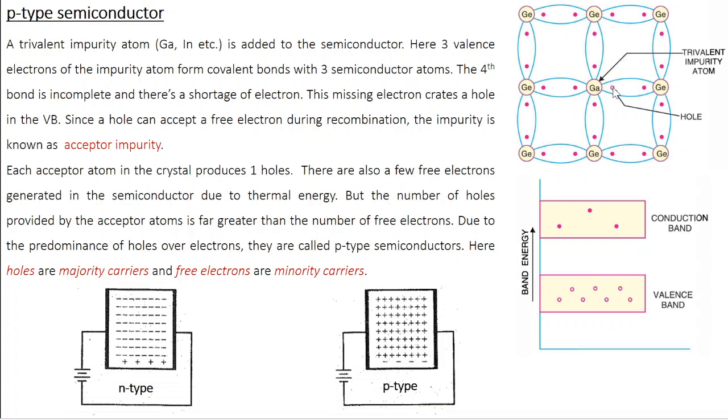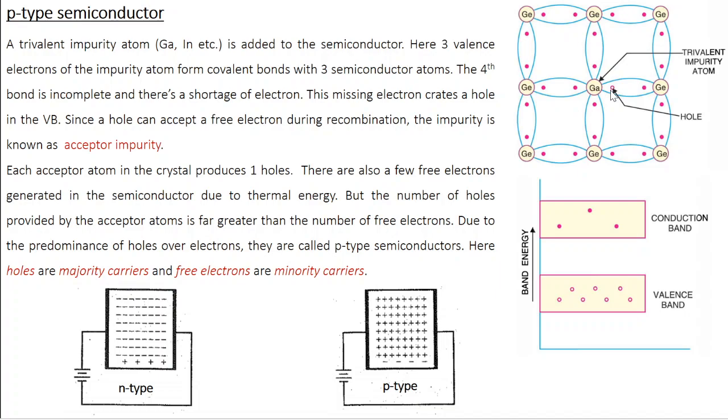The missing electron creates a hole in the valence band. Since the hole is positively charged, it can accept a free electron, and this process is known as recombination. So the impurity atom here behaves like an acceptor. It can accept free electrons. That's why a p-type impurity is known as an acceptor impurity. As you can see from this figure, each acceptor atom in the crystal produces one hole.